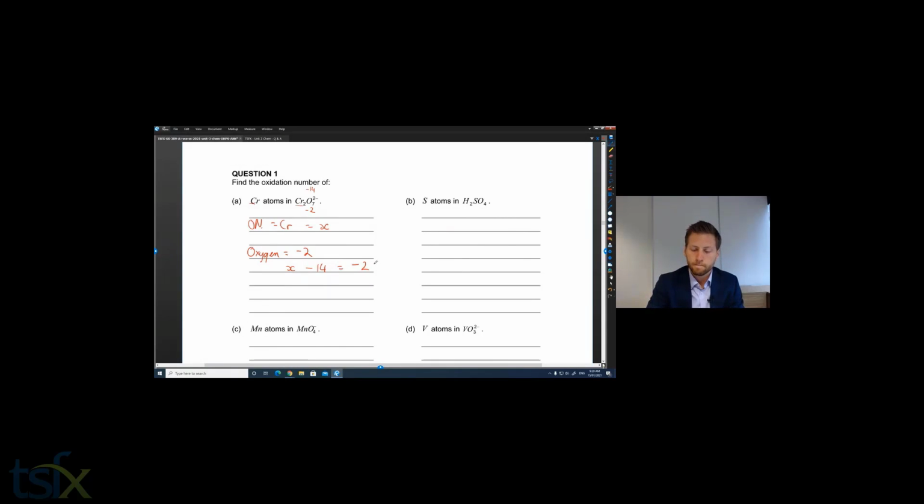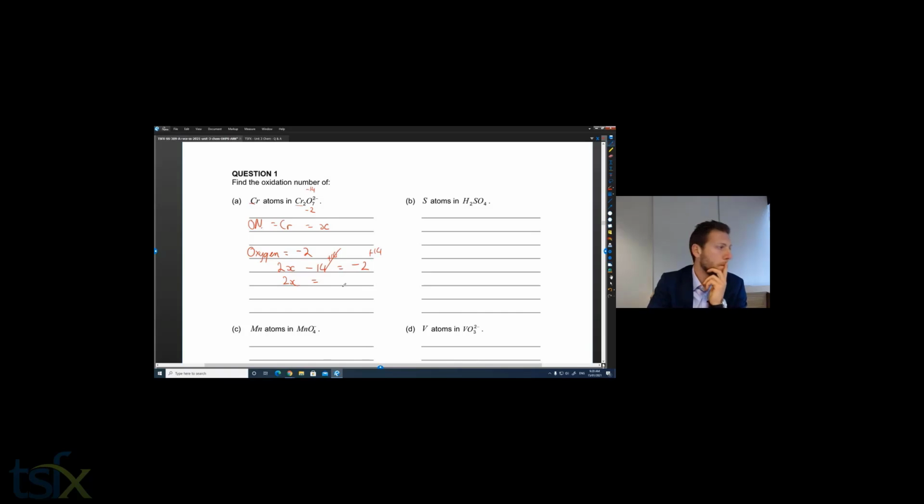How do you go and solve for X in this case? Yeah, so I put a 2 in front because there are 2 chromium atoms. It's 2X - 14 equals -2. So then you put 2X equals, and you're adding 14 to cancel that out, adding 14.